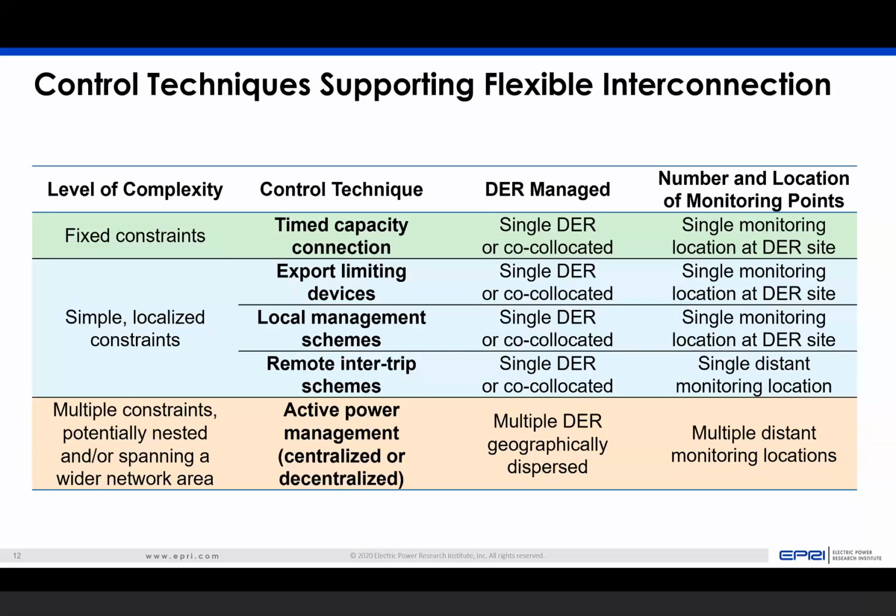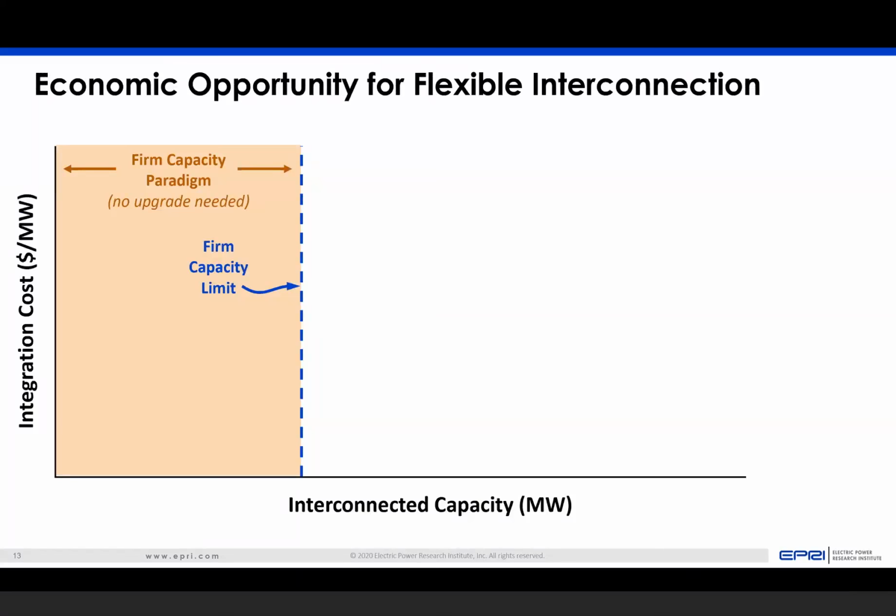So if we move to the next slide, let's take a look at an illustration of the economic opportunity for flexible interconnection, which is really one of the main drivers behind these arrangements to avoid otherwise expensive grid infrastructure upgrades. So again, an illustration here, the x-axis shows interconnected capacity, the y-axis shows the per unit integration cost per unit of interconnected capacity. And we typically maybe don't have any type of integration cost in this first paradigm, this firm capacity paradigm based upon the existing capacity of the grid infrastructure until we reach a firm capacity limit.